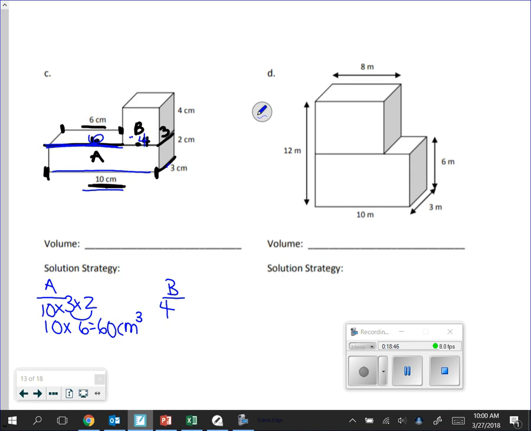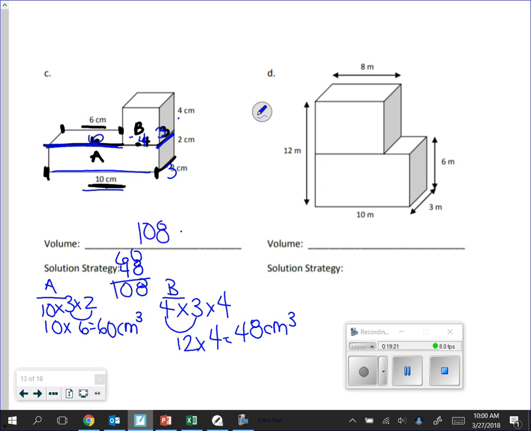If the width here is 3, then the width here is 3 because they're the exact same length. They are lined up. They are flush, front to back. So the width of shape B is 3. The height they gave you is 4. 4 times 3 is 12. 12 times 4 is 48 cubic centimeters. 60 plus 48 is 108. Yay! Put your units in there.